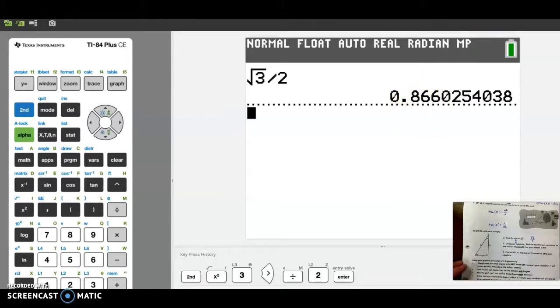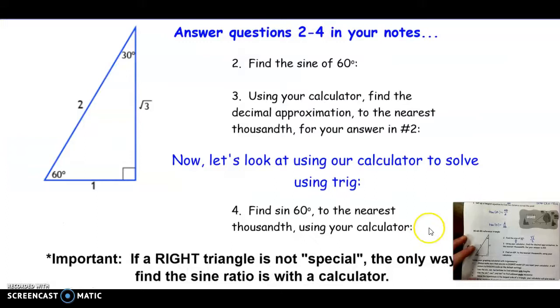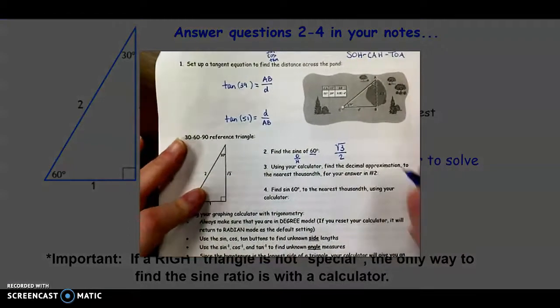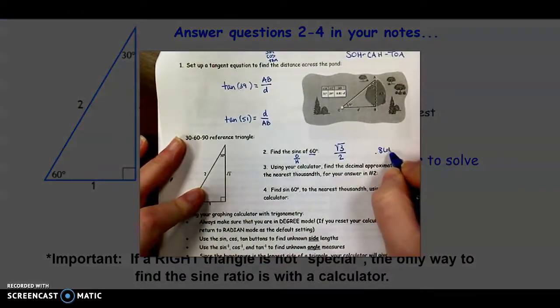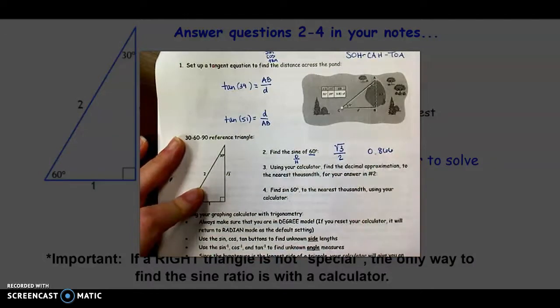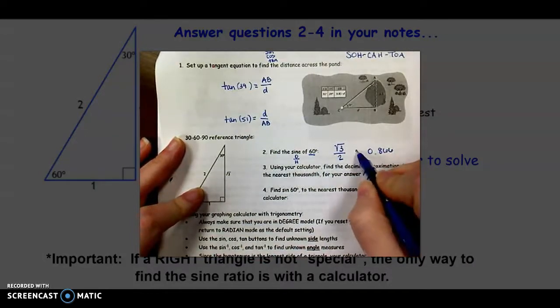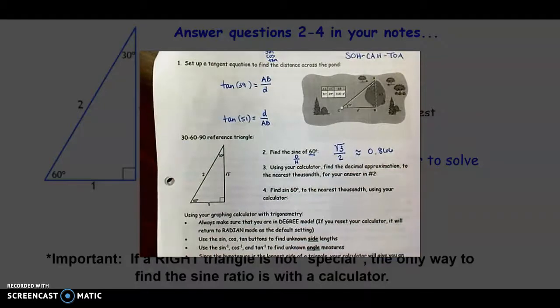So you can either put 0.866 on your notes or put the 0 in front. Either way is fine. But remember, that's an approximation, so I'm going to use the approximately equal to symbol because we did round for that. Now we're going to look at using our calculator to find the sine of 60.